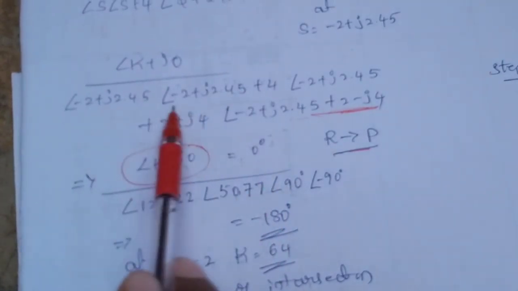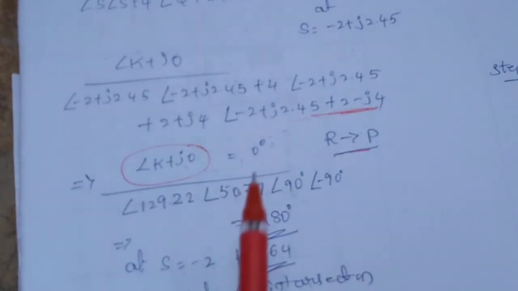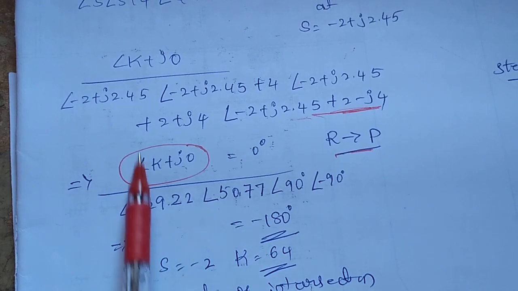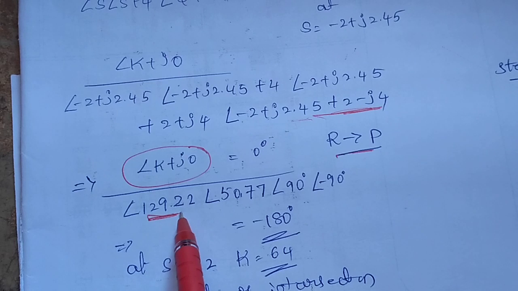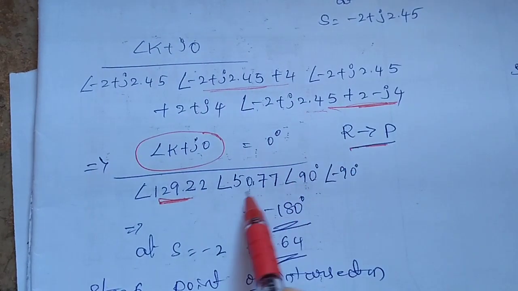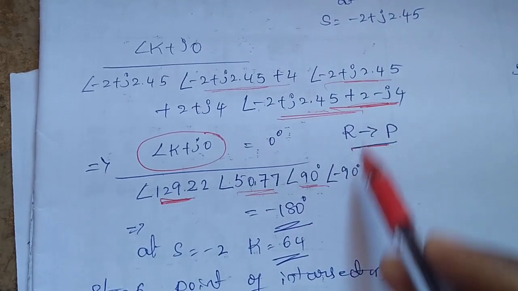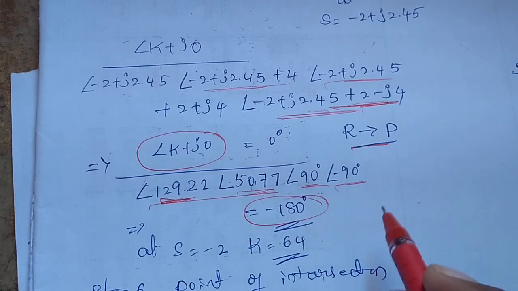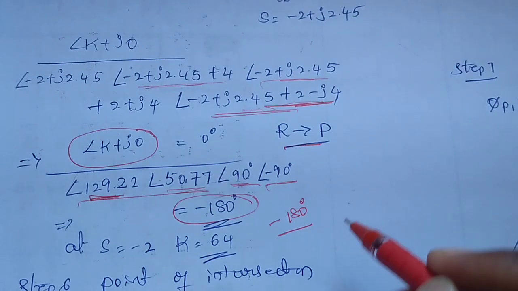Then this term, minus 2 plus j2.45, if I convert it from rectangular to polar, we will get an angle of about 129 degrees. Only consider the angle: from this term consider the angle, from this term consider the angle. If we add all the angles, we get 180 degrees. If it is equal to 180 degrees, then it satisfies the angle condition.